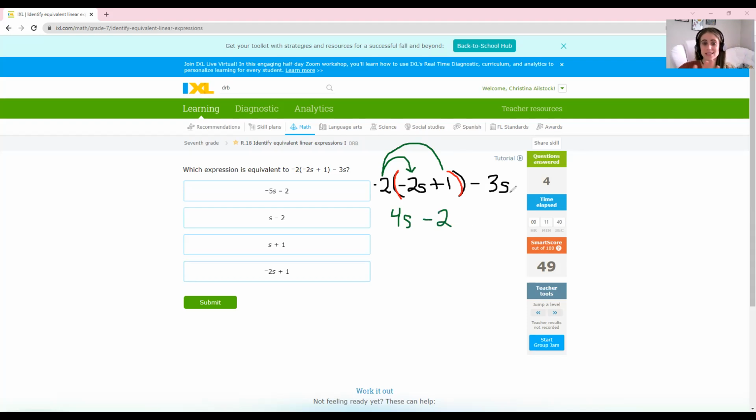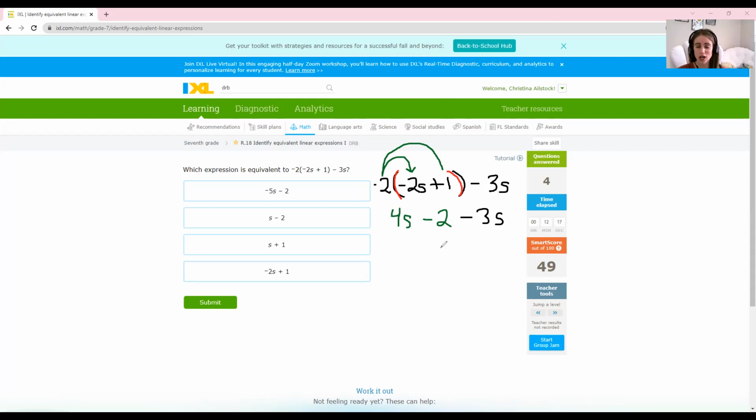This -3s is outside of the parentheses, so I don't distribute it, but I do need to bring it down because it is still part of the problem. When we think about order of operations, we just dealt with our parentheses. Do we have any exponents? Nope. Do we have any multiplication or division that we can do? Nope. So last but not least, that brings us to adding or subtracting. In order to add or subtract, we need to hunt for like terms. Are there any like terms we can combine?